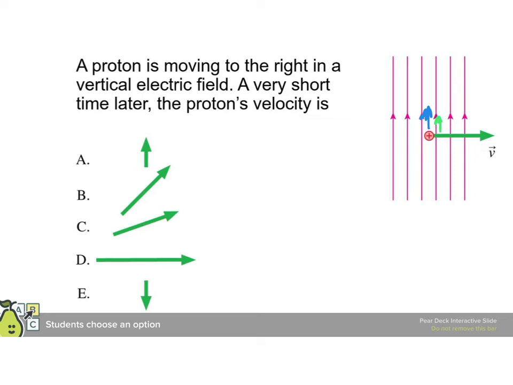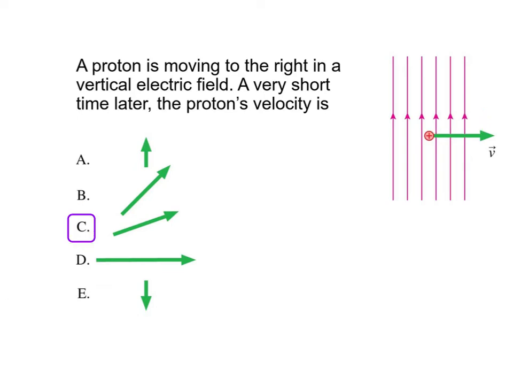So our actual net velocity here is like that. So it looks like more over than up. That would seem to be case C. Now, as time goes on, it will continue to accelerate upward, and so this will change. But we'll talk about that one later.